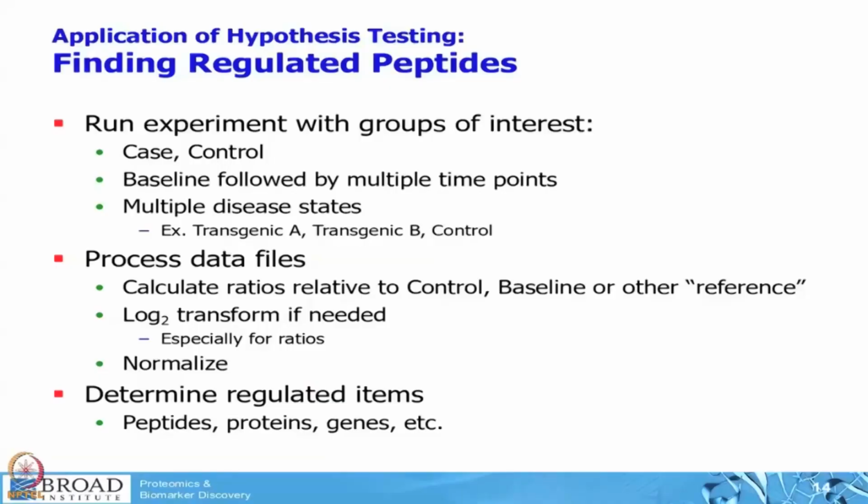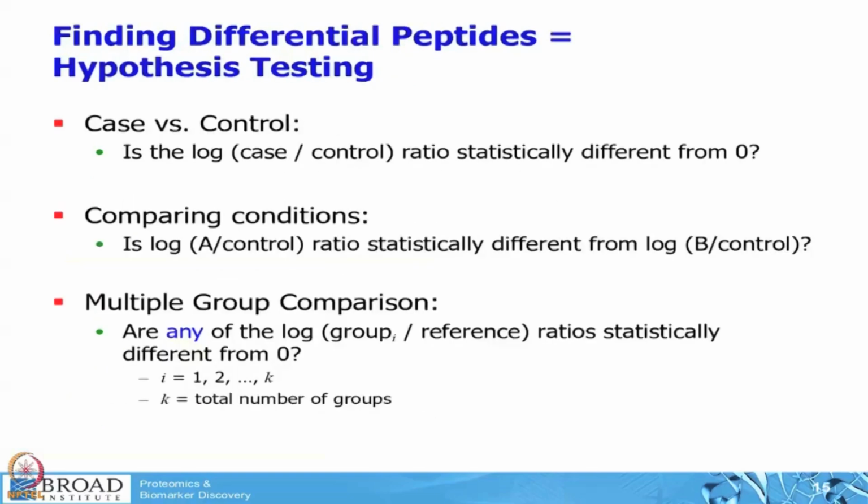So, like I've been mentioning, finding up or down regulated peptides is one of the applications of hypothesis testing. I think we have looked at all these. Basically, the main thing here is you need to log transform data, so it has a reasonable distribution, and you can apply this to proteins, peptides, genes, anything you are interested in. So, I have some examples of different types of scenarios and what kind of tests you would use.